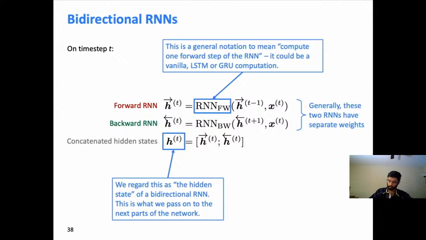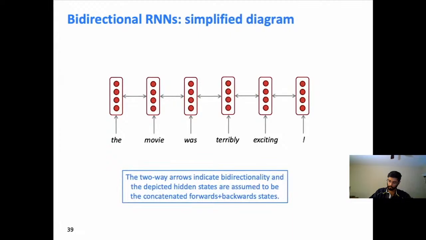So the previous diagram is pretty unwieldy. So here's a simplified diagram, and this is probably the only kind of diagram you're going to see from now on to denote bidirectional RNNs. All we've done here is make all of the horizontal arrows go left and right to represent that this is a bidirectional RNN. The other thing you should assume is that the hidden states depicted here, these red rectangles with the dots, are the concatenated forwards, backwards hidden states from the bidirectional RNN.